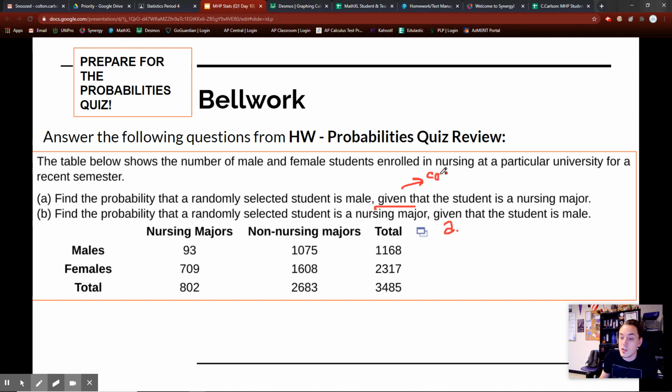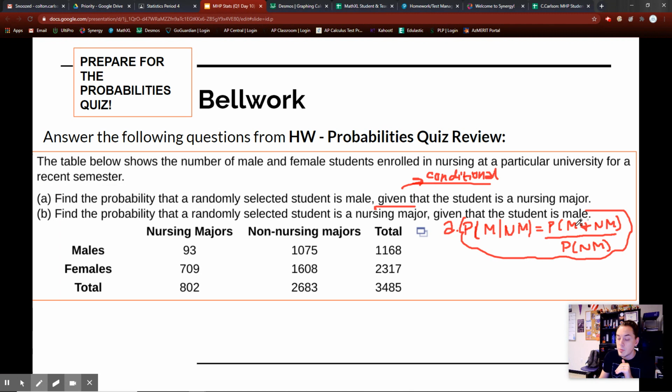So this is conditional. So when you see the given here, you should know that's conditional. So given that the student is a nursing major. So what is this? My probability is going to be this. The probability of a male given nursing major will equal the overlap all over the condition. So what's the overlap? Probability of male and nursing major all over the condition, which is just the probability of nursing major. That is my formula. It's just the probability of the overlap all over the condition. So what's the overlap? Male and nursing major.